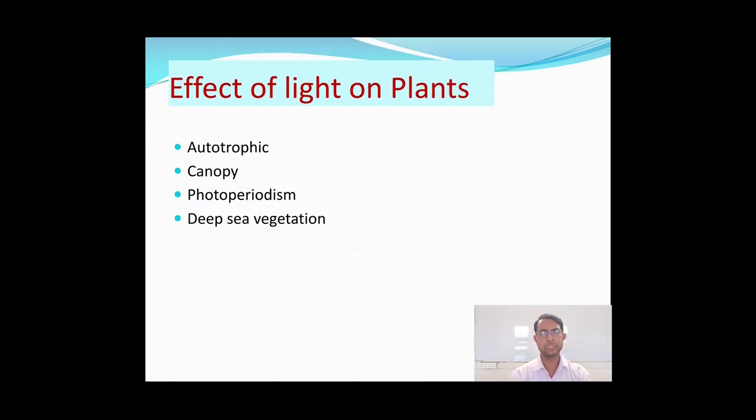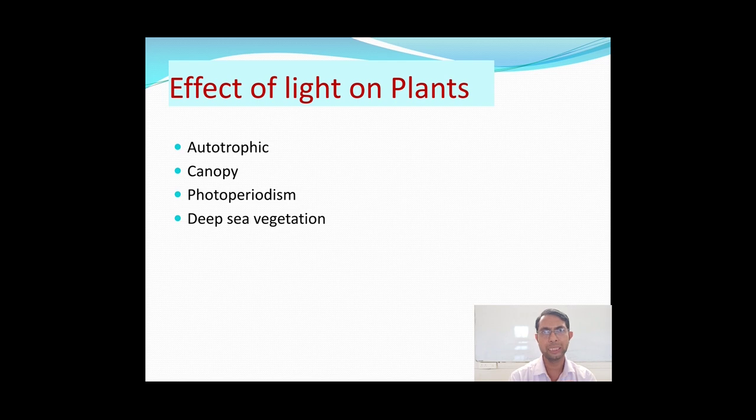Now move to the next, that is the effect of light on plants. Obviously light plays an important role on plants. So the first part is autotrophic. As we know, plants receive the light and produce their food in the form of glucose and other parts, and it will be available for the herbivores. Herbivores eat that particular plant and carnivores eat those herbivores.